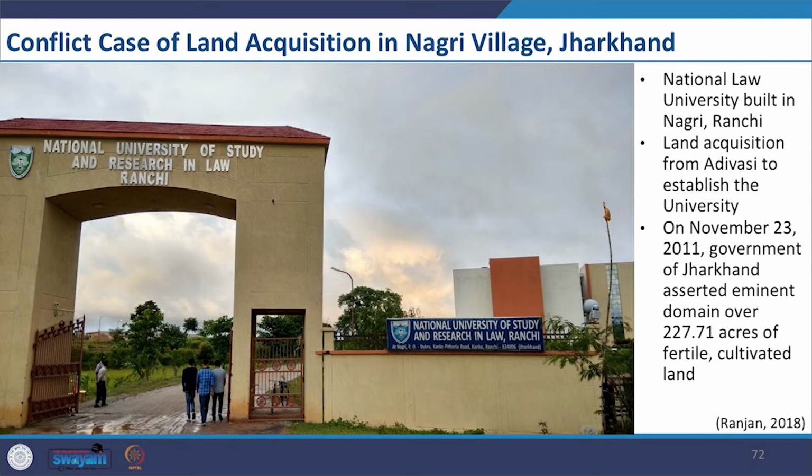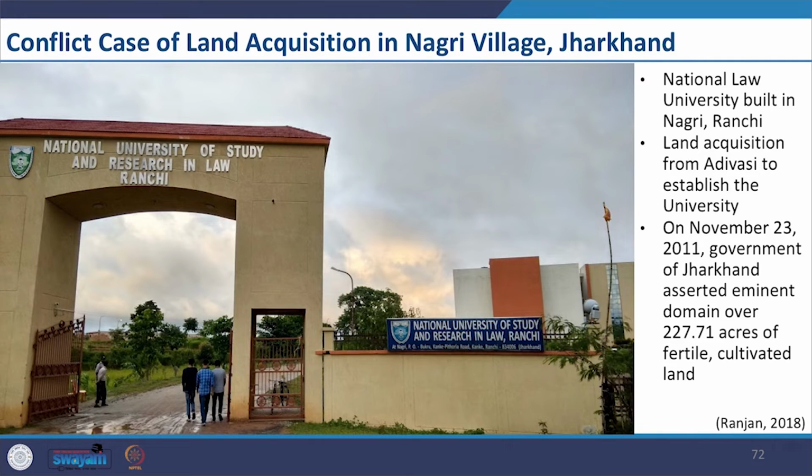We see a conflicted case of National Law University built in Nagari, Ranchi, which came a lot in the news. As per the research publication by Rahul Ranjan titled Unraveling the Narratives of Adivasi Dispossession, a case study of land acquisition in Nagari village, Jharkhand, published in 2018, the land primarily belonged to Adivasis was taken away to establish the National Law University. The conflict in Nagari surfaced on November 2011.